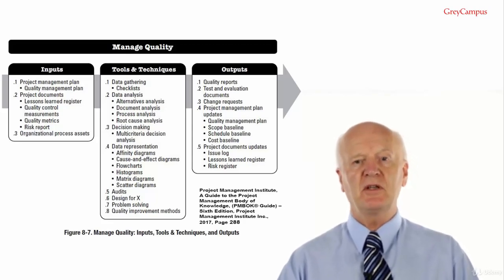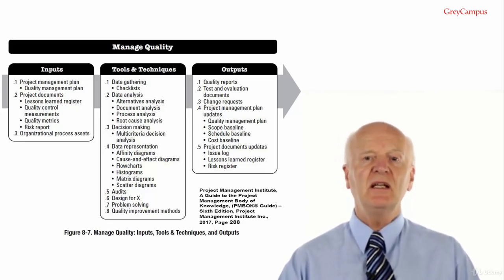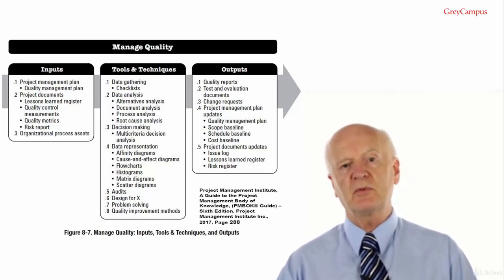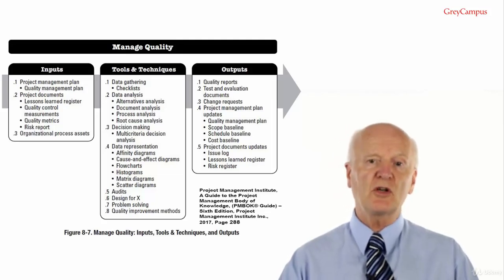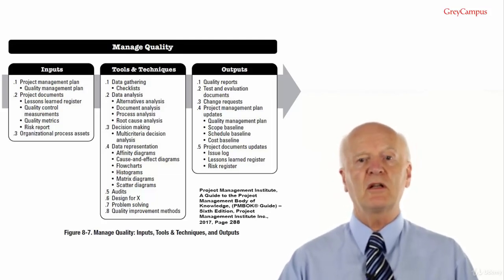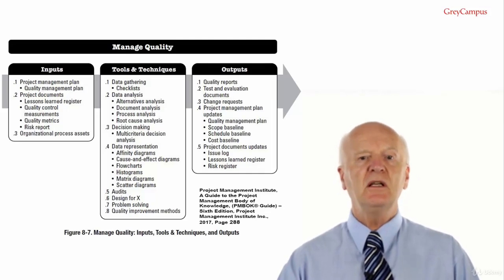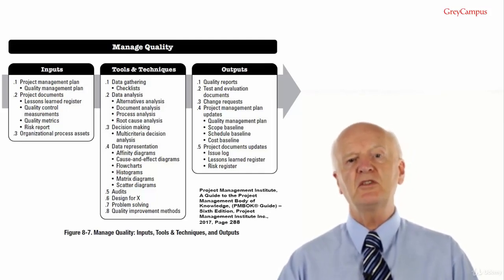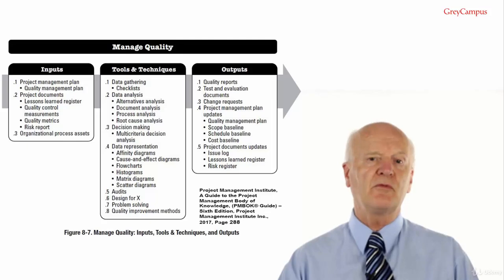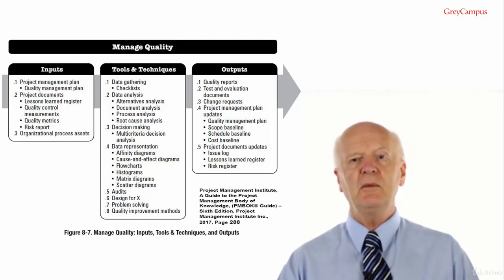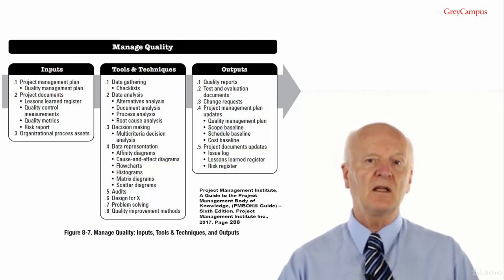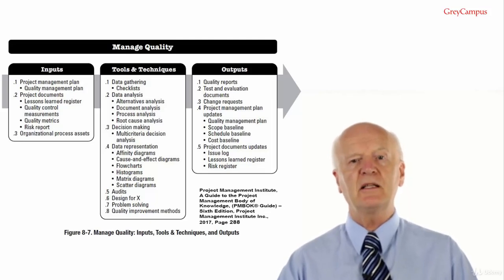Output number 3, change requests. If changes occur during the managed quality process that impact any of the components of the project management plan, project documents or project or product management processes, the project manager should submit a change request and follow the Perform Integrated Change Control Management process. Number 4, project management plan updates.